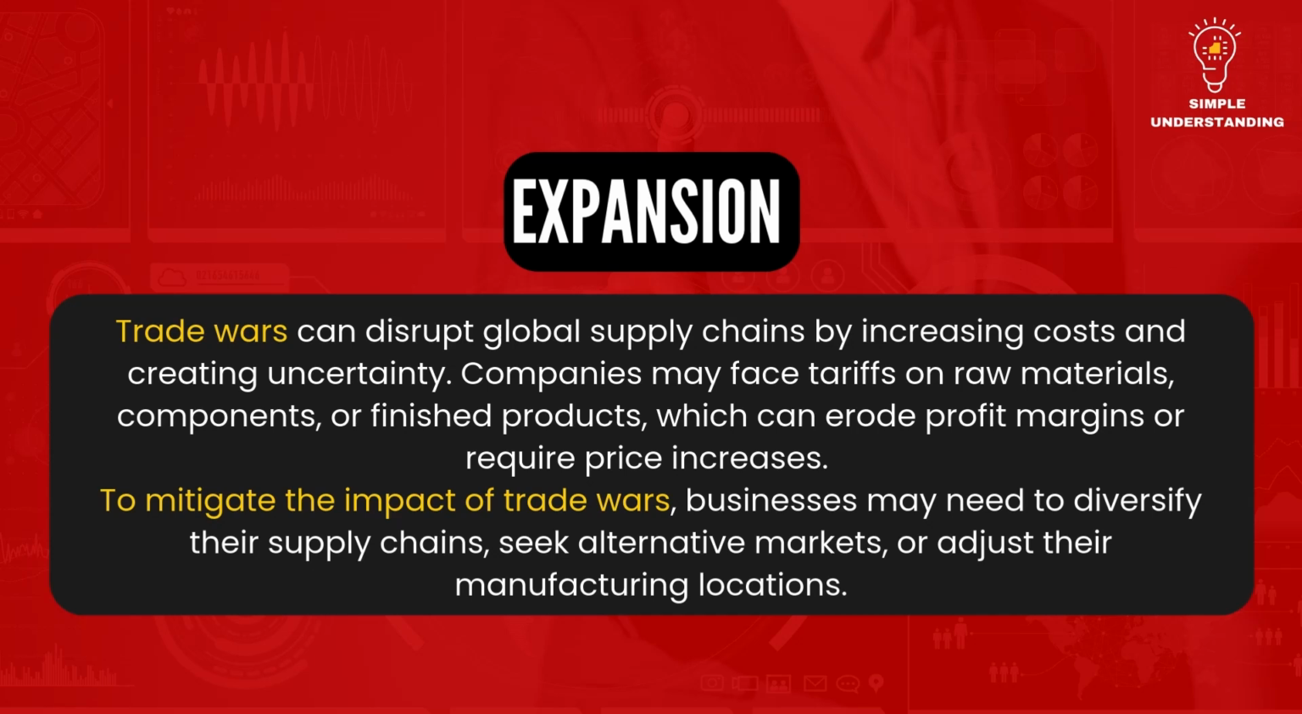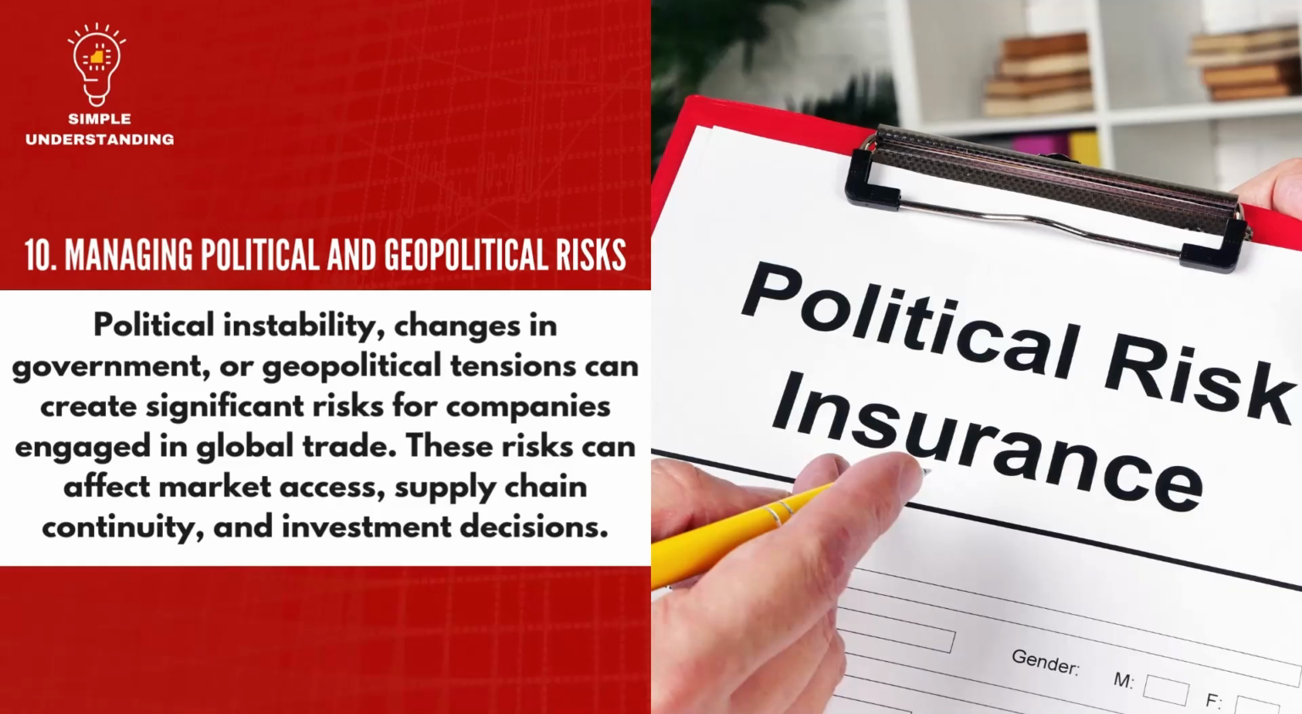Expansion. Trade wars can disrupt global supply chains by increasing costs and creating uncertainty. Companies may face tariffs on raw materials, components, or finished products, which can erode profit margins or require price increases. To mitigate the impact of trade wars, businesses may need to diversify their supply chains, seek alternative markets, or adjust their manufacturing locations.